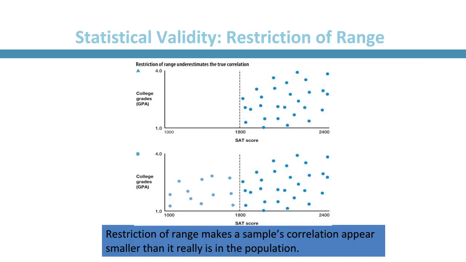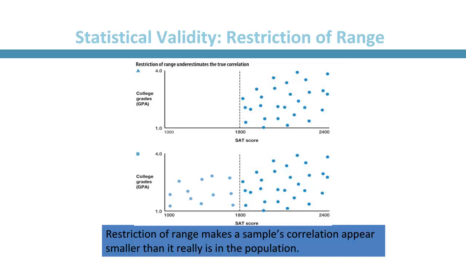And so here in scatterplot B down below, we have the full range of our data. So we have going from 1,000 to 2,400, the relationship between SAT scores and college grades. So you can see a much clearer pattern here. It would be much easier to fit a line here, so your correlation will probably be higher with all of this information. So when you restrict the range, you can artificially lower your correlation value.